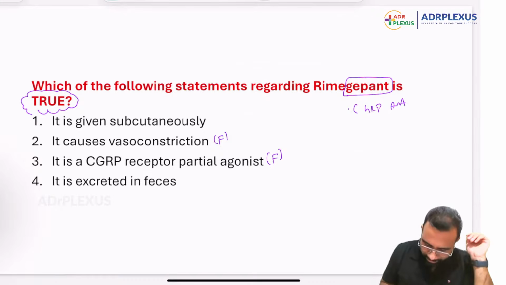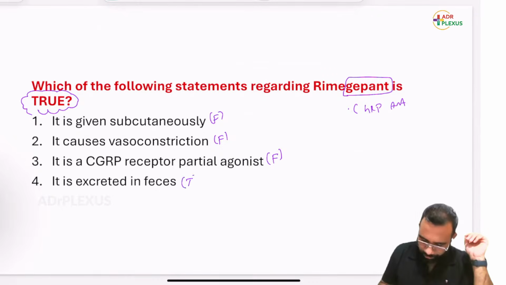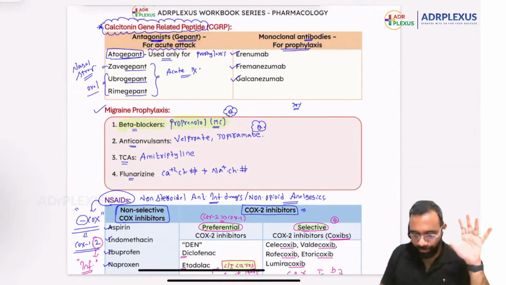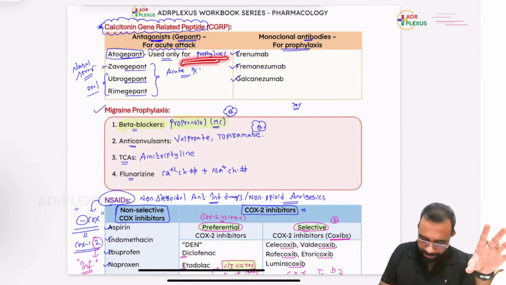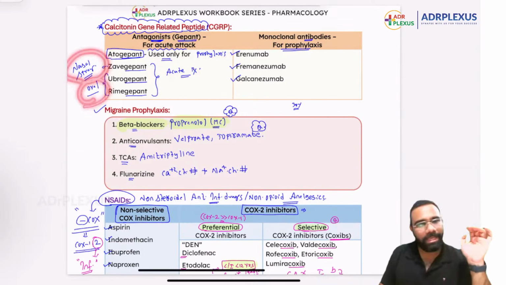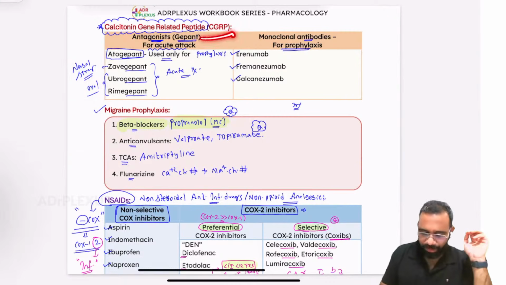Next one. It is given orally. That is also a false statement. It is excreted in the feces. Yes, that is a true statement here. I told you all gepants are used for acute attack except one, that is atogepant, used for prophylaxis. The remaining are used for acute attack, and these are the two given orally, and this one is a nasal spray. That's all about this calcitonin gene related peptide part.